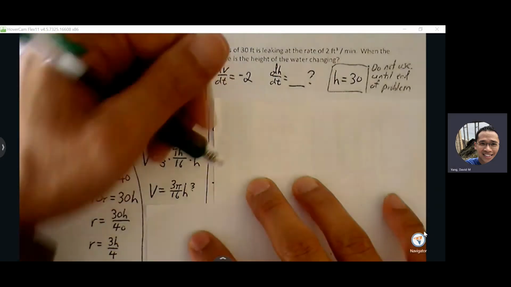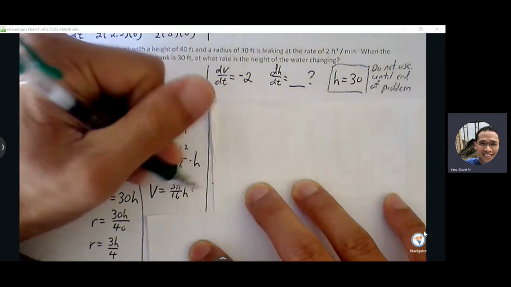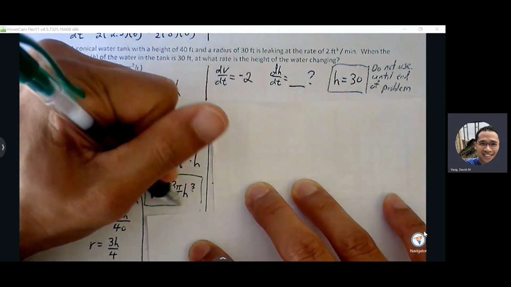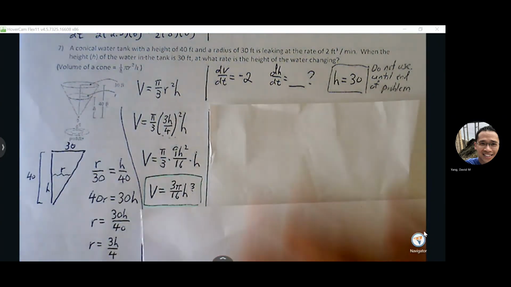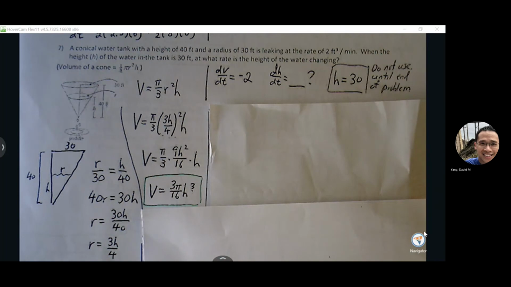So this is where we want to be right before the derivative happens. All the h's pushed together, all the coefficients nicely combined together. And now you can go through your derivative. Okay, dV/dt shows up, dh/dt shows up, go through the power rule with that h cubed.